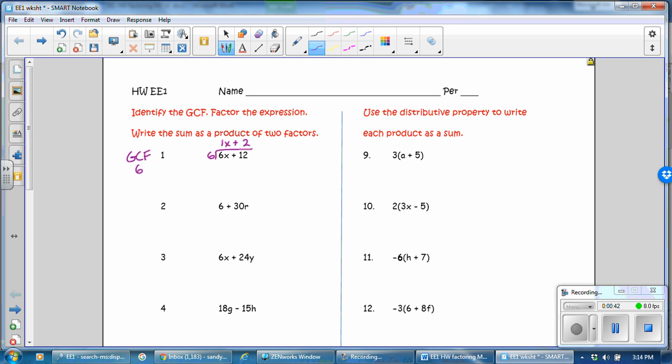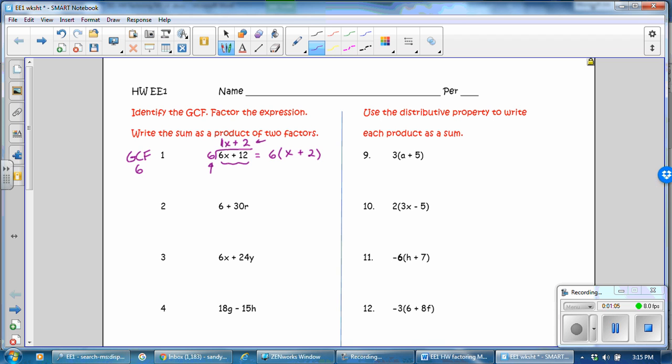Now it says write it as a product of two factors. The two factors are the first term of 6, which is right here, and the second term is the expression right here, x plus 2. You could write 1x, but you could also keep the coefficient of 1 invisible.